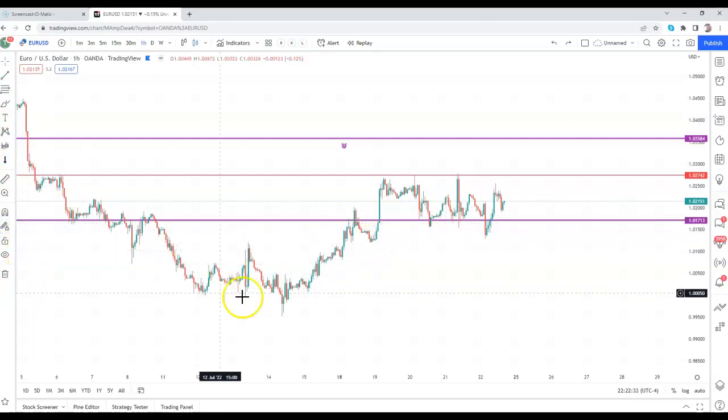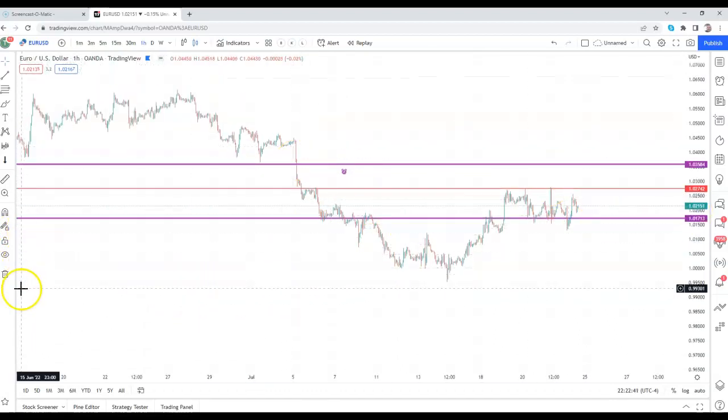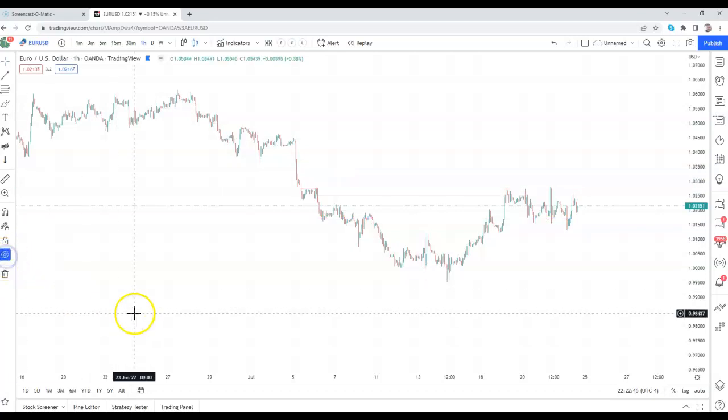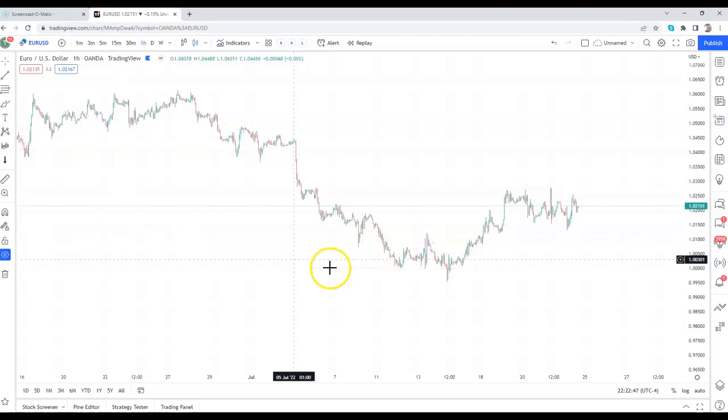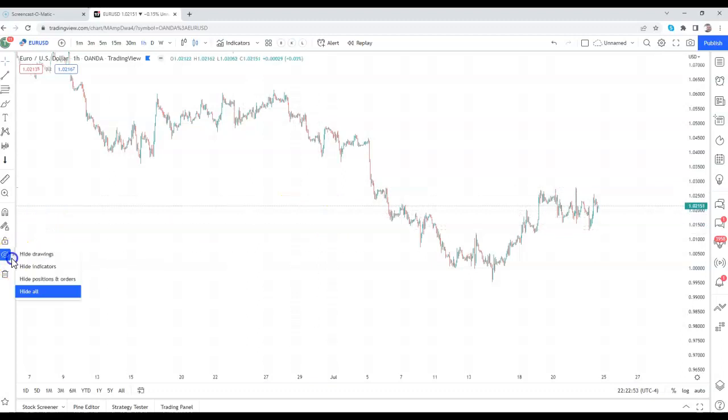Now say you have your lines marked up and you're trying to show somebody just the naked chart, or maybe you look at the market better when you don't see all the lines that you have drawn up for support and resistance. You can click this little eyeball right here and it will temporarily hide your indicators and your drawings.